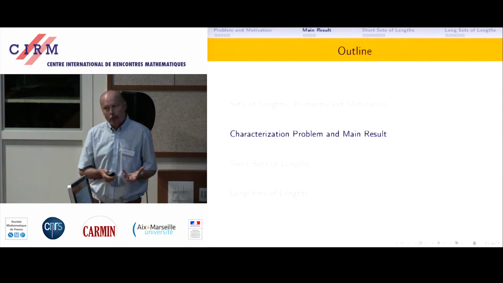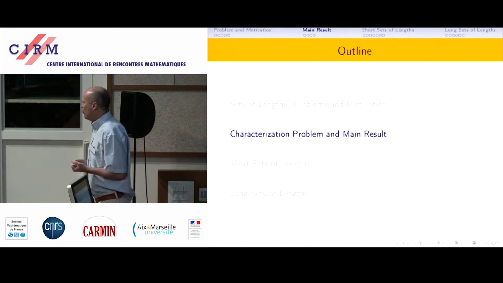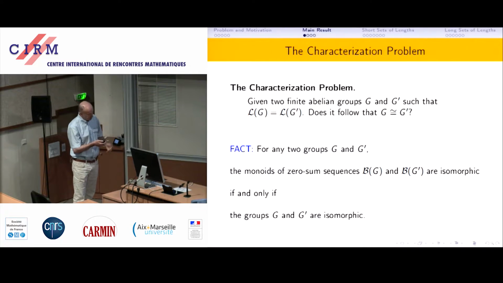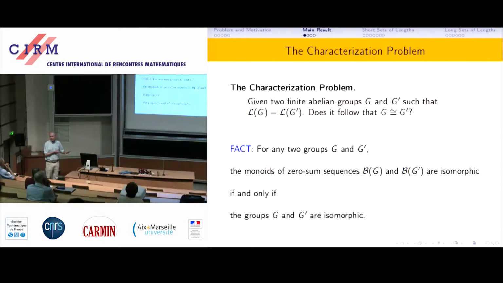The main invariants of factorizations which have been studied are sets of lengths and all that comes with them. So the question occurred very recently, very naturally, whether or not families of sets of lengths are characteristic for the group. Suppose we take 2 finite abelian groups, you might think of them as class groups from Dedekind domains. If the families coincide, what about the groups?